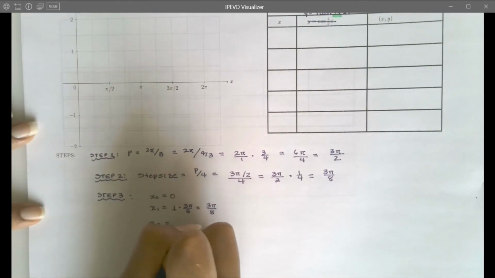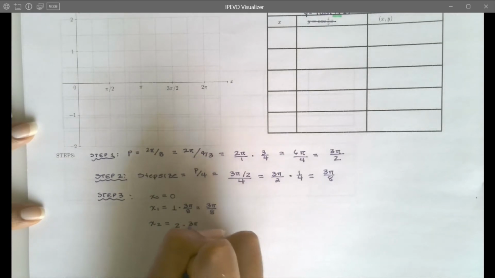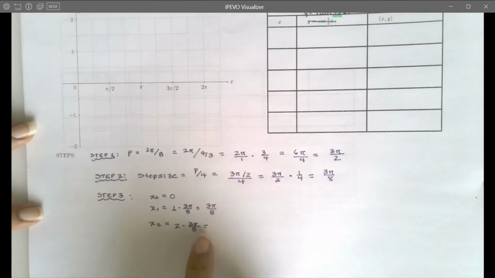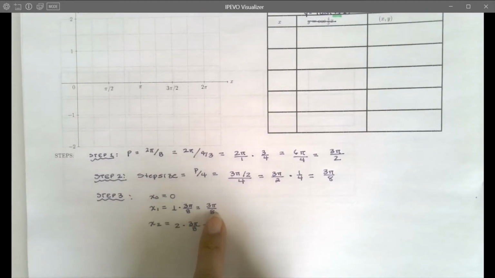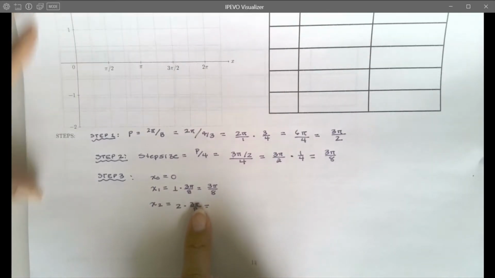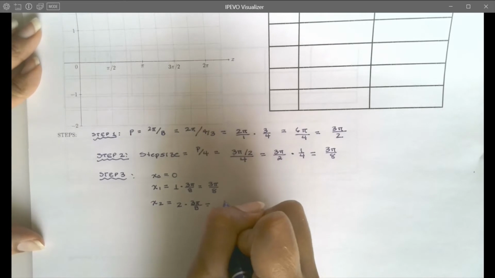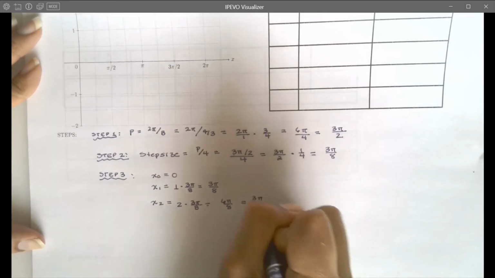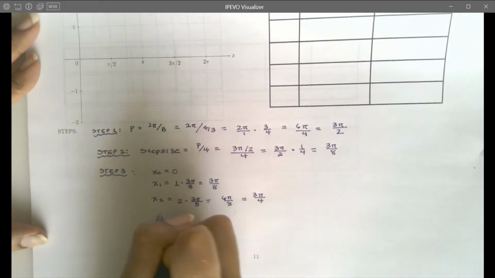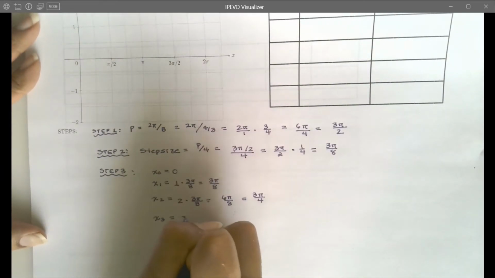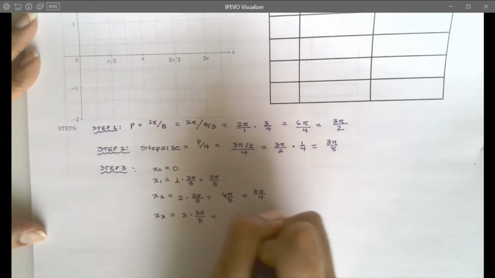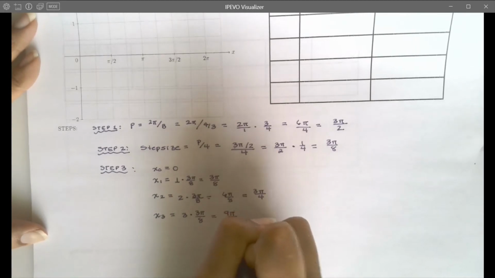For the next one, we're going to take 2 times 3 pi over 8, because we're adding 2 of those to 0, or if you want to think about it, adding 3 pi over 8 to 3 pi over 8, which is just 2 times that amount. That's going to give us 6 pi over 8, which when we reduce by 2 top and bottom is going to give us 3 pi over 4. The next x value will be given by 3 times 3 pi over 8, and that'll be 9 pi over 8, because this is like a 3 over 1.